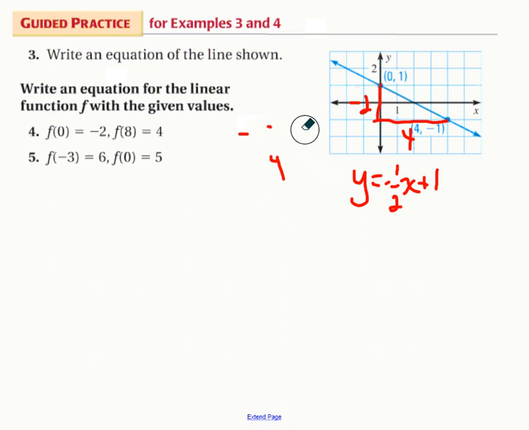All right. The next set of questions says, write an equation for a linear function f with the given values. Okay, so I'm just going to do number 4. So the 2 points I'm given, so f of 0 equals -2, so my first coordinate point is going to be (0, -2). My next coordinate point is going to be (8, 4). Okay, (0, -2), (8, 4).